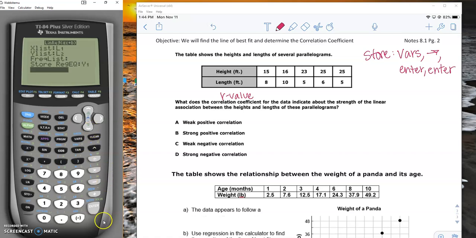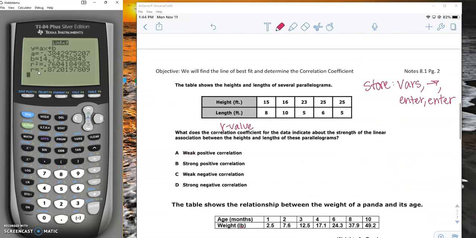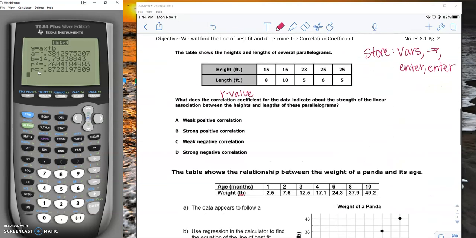So with this one, we're going to click calculate, and this r value is what's new. That's what we turned on up here with the stat diagnostics. So down here, we are asked to talk about the r value. So the r value is -0.87.